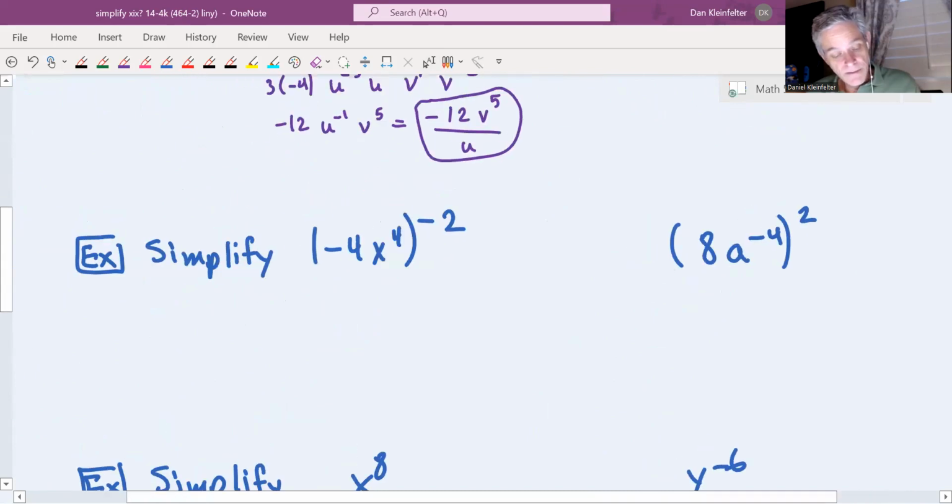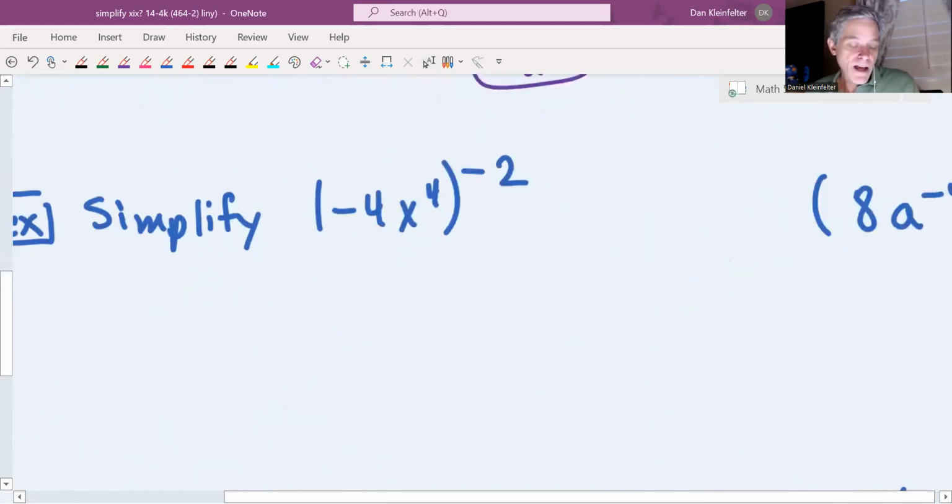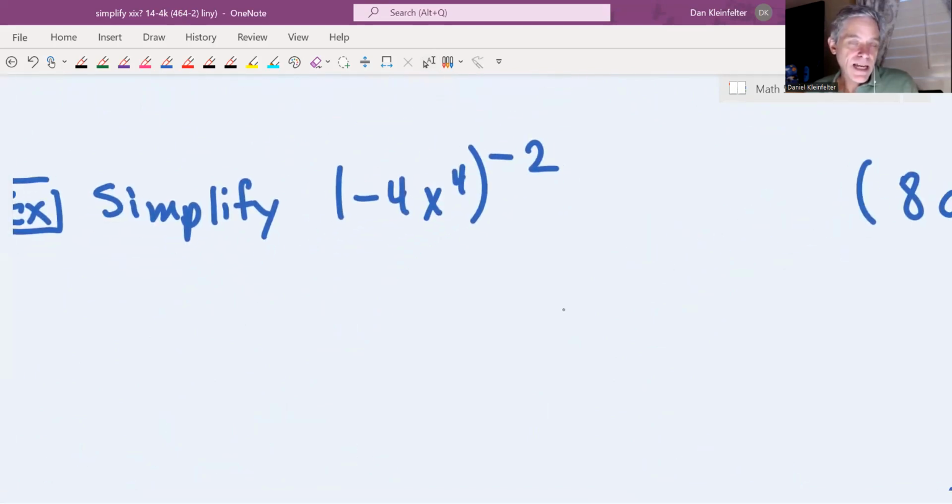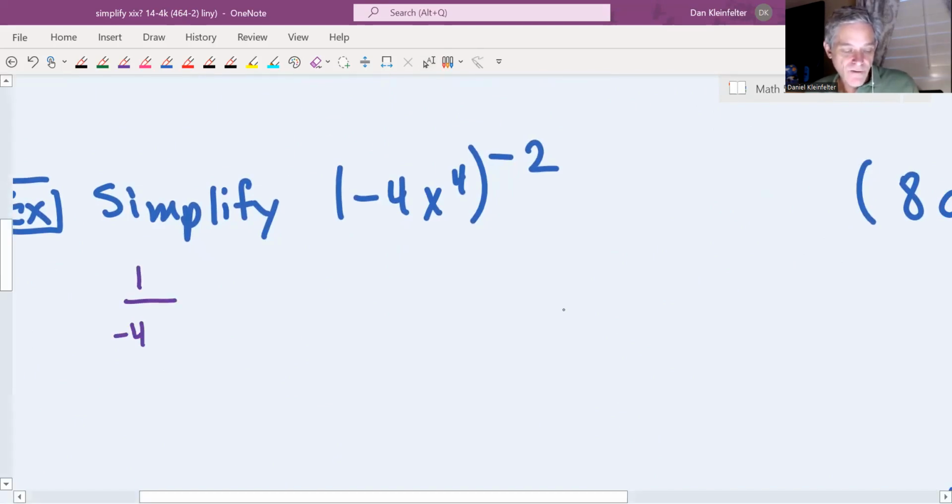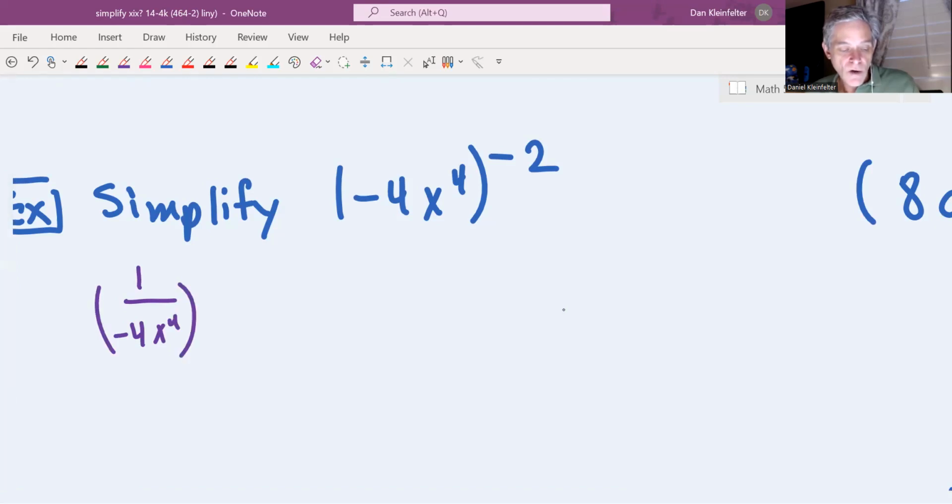Okay, here are a couple more to try. Here we have a product raised to the negative 2 power. I'll make this 1 over negative 4x to the 4 raised to the second power. So here I traded the top and bottom, the numerator and denominator, and changed the sign on the exponent. We'll square the numerator. 1 squared is 1. Down below, we have negative 4x to the 4th squared.